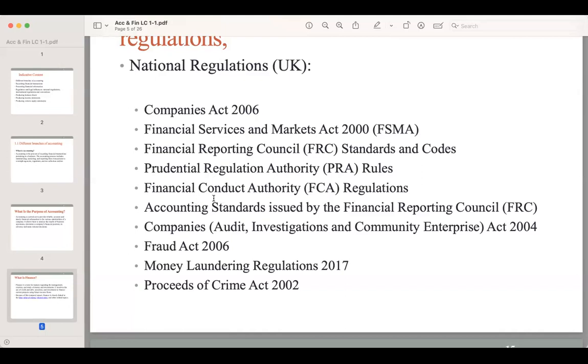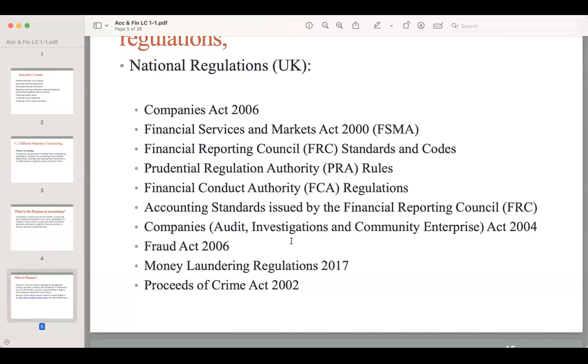Companies (Audit, Investigations and Community Enterprise) Act 2004. This act strengthens the regulatory framework for audits, investigations, and community interest companies. Fraud Act 2006. This act defines various types of fraud offenses and provides legal measures to combat fraudulent activities.